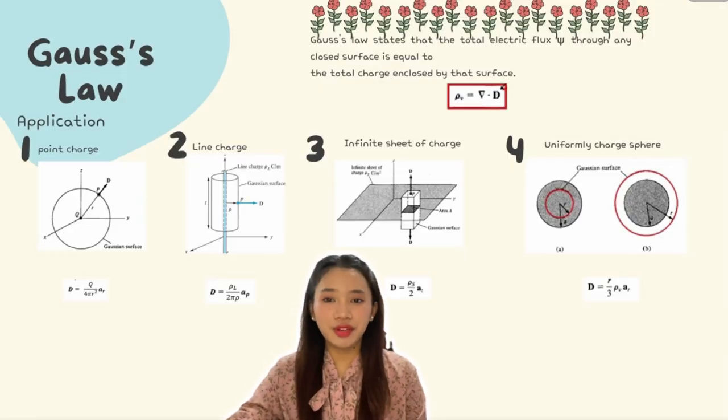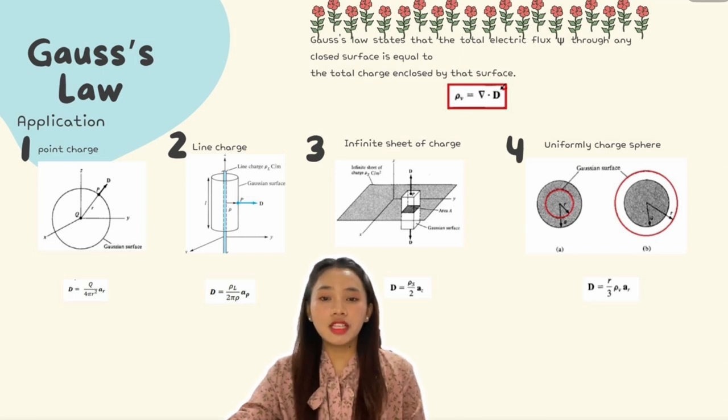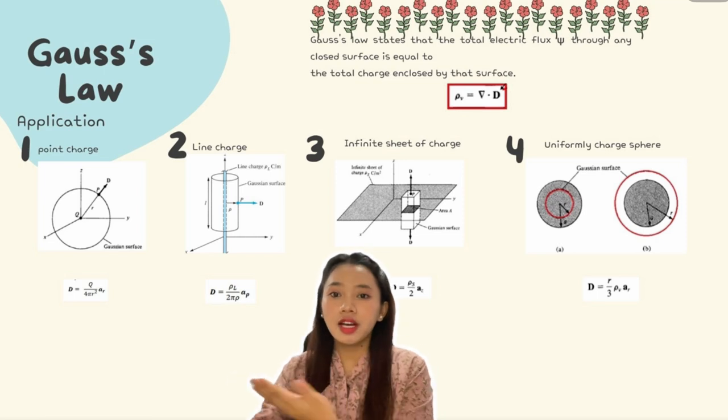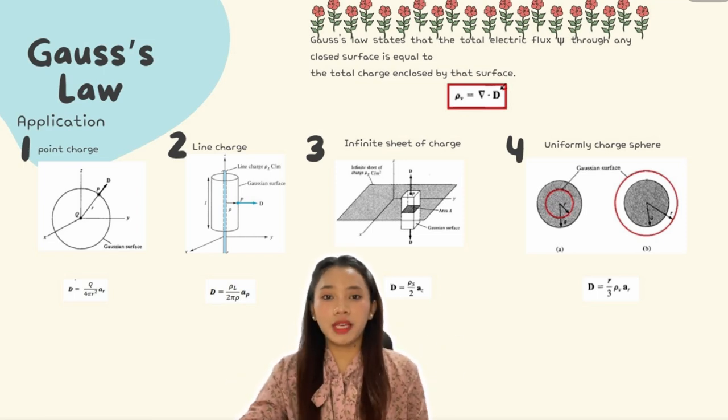Gauss's law relates the electric flux through a closed surface to the total charge enclosed within that surface. It's especially useful for symmetrical charge distributions like a point charge, a line charge, or a uniformly charged sphere.